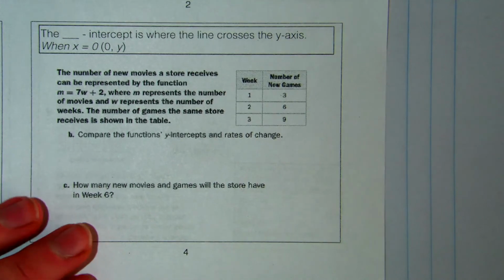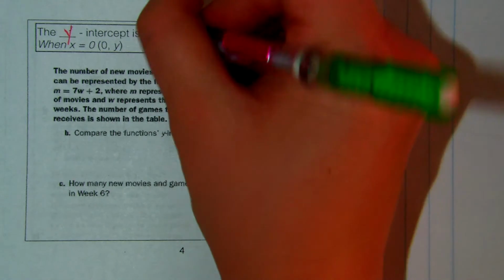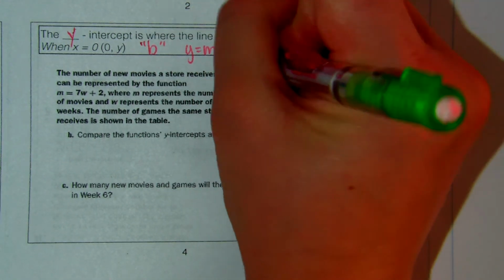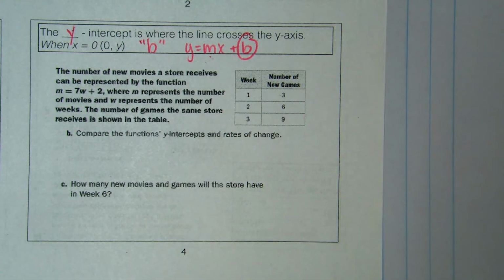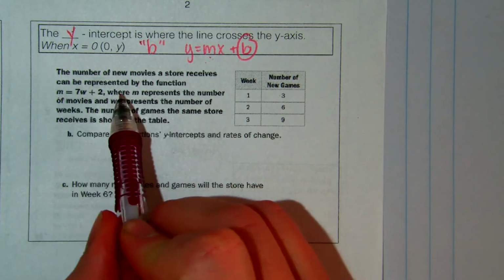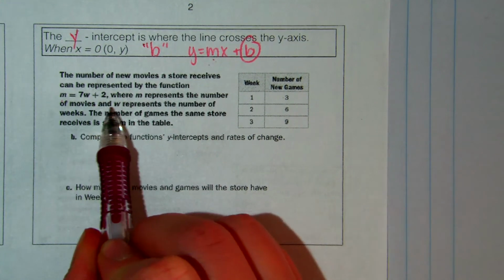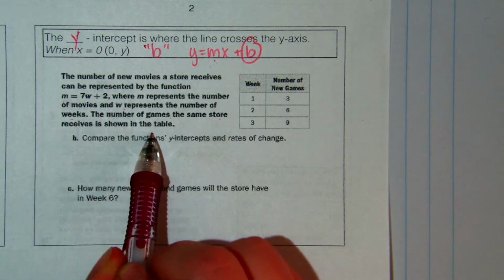Recall, the y-intercept is where the line crosses the y-axis, or when x is 0. So (0, y). Remember, this is the letter b. y equals mx plus b. We're practicing some with the slope. This one's going to make us go a little farther. The number of new movies a store receives can be represented by the function m equals 7w plus 2, where m represents the number of movies and w represents the number of weeks. The number of games at the same store is shown on the table.